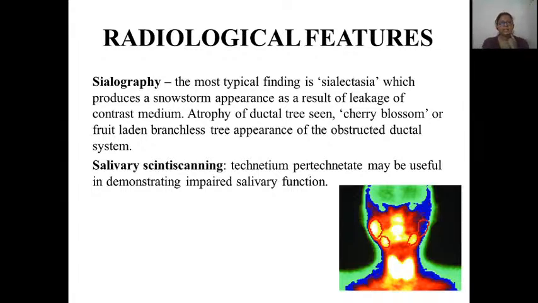Radiological features. Sialography. The most typical finding is sialectasia, which produces a snowstorm appearance as a result of leakage of contrast medium, atrophy of the ductal tree is seen, or a cherry blossom or fruit-laden branchless tree appearance of the obstructed ductal system is seen. Salivary scanning, which is done with the help of technetium pertechnetate, may be useful in demonstrating impaired salivary function. Here on the left side, we can see the image showing salivary scanning, and we can see there is impaired salivary function because of aplasia.